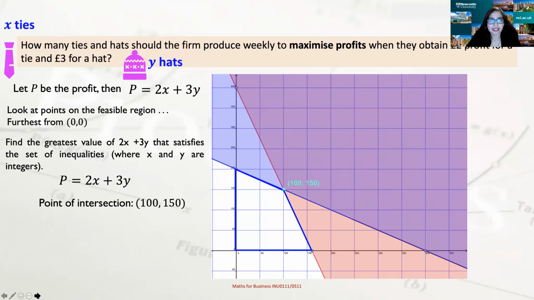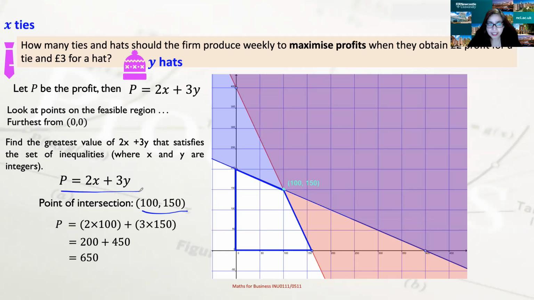Okay. So another approach to do this is to find the point of intersection and then substitute this point of intersection, that is, the 2 lines intersect at (100, 150), in the given equation, that is the objective function, to find the maximum profit. That is another approach here.